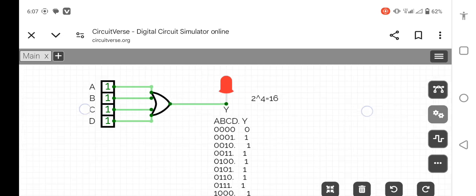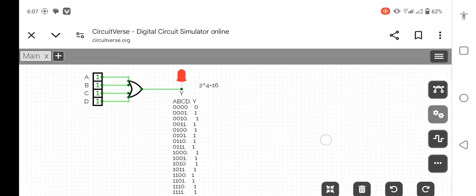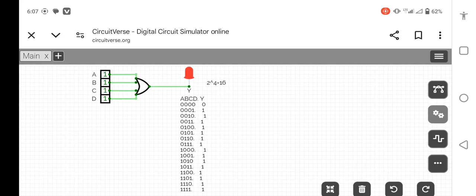So overall, this is our output for the given task. That's all, and thank you.